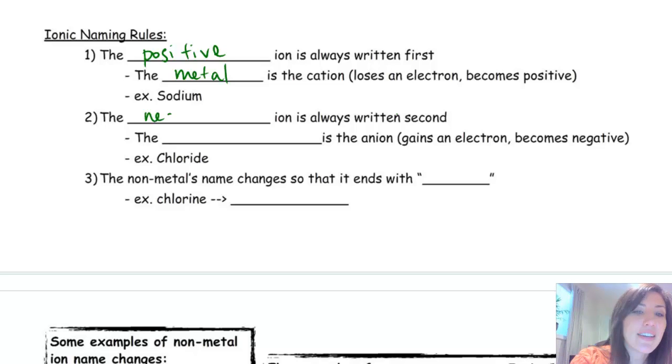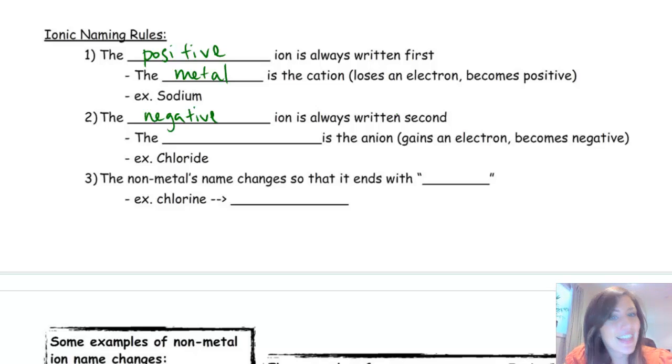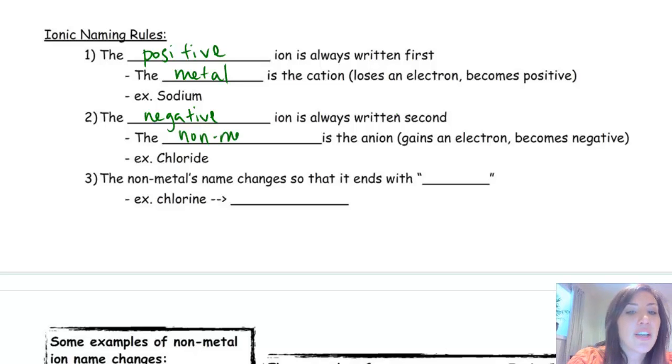So the negative ion will always be written second then, and this is the nonmetal. And we know it's the nonmetal because ionic compounds only happen between metal and nonmetal. The nonmetal is the anion. It gains the electron. When you're getting more electrons, electrons are negative, so you're getting more negative. The nonmetal's name will change. So we went from chlorine, and it's going to change, so the ending ends with "ide." So chlorine will change to chloride.